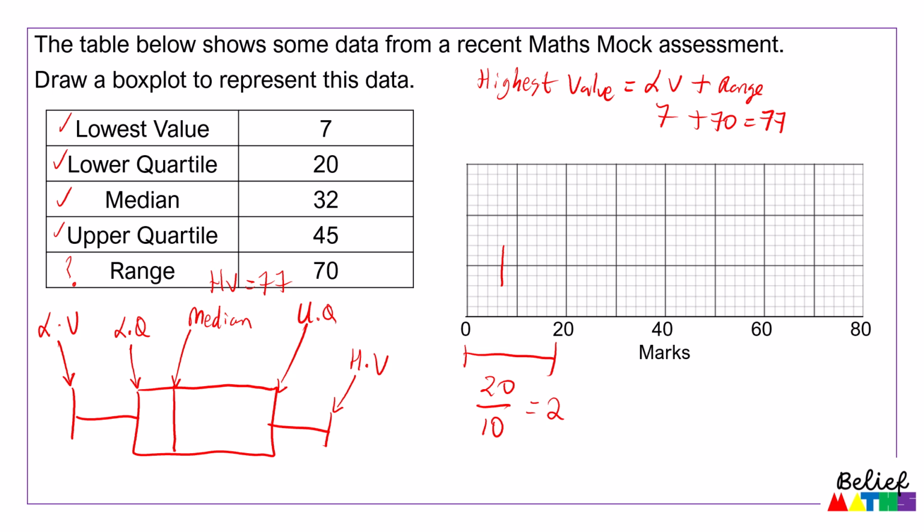I like to use this line here as my center line, and then I go 2 boxes up and 2 boxes down. Then plotting 20, I like to go a little bit bigger, so I'm going to go 3 boxes up this time and 3 boxes down, again using that center box.